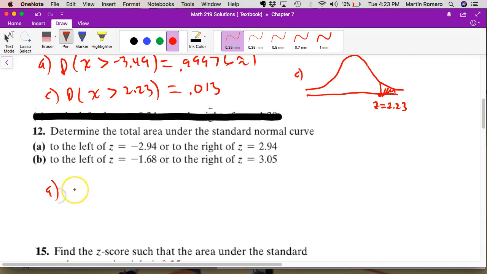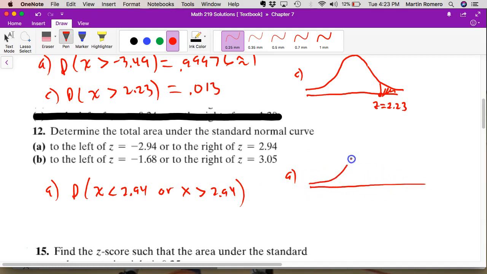So for A, we're looking at the probability that x is less than negative 2.94 or x is greater than 2.94. In this case, there's your normal curve. We're looking for a value here, Z equals negative 2.94, and another one here, Z equals 2.94. So what we're really looking for are these areas right here. We need to get those areas.